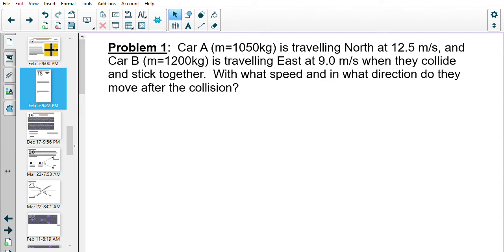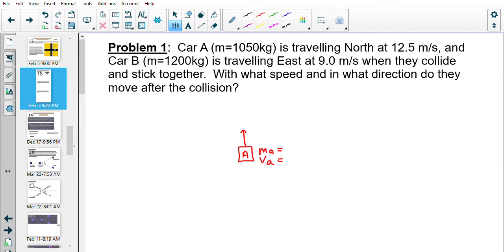Okay, so here in the first problem, you've got car A, and car A is traveling along at north 12.5 meters per second. So we're going to put car A traveling north. So we'll insert the information for MA and VA. VA is 12.5 meters per second, and the mass of that car is 1,050 kilograms.